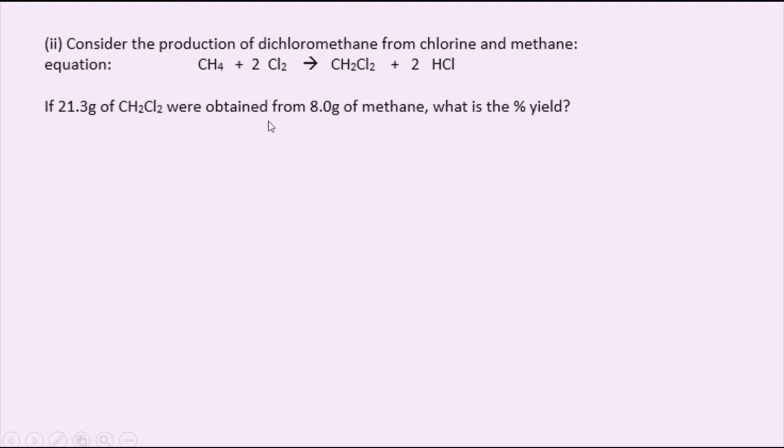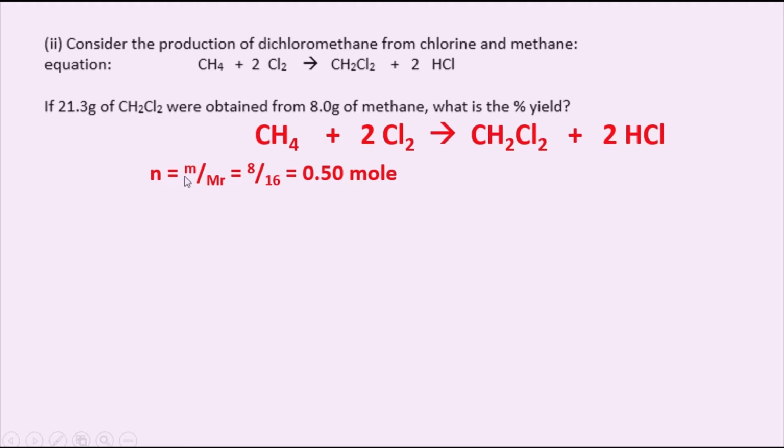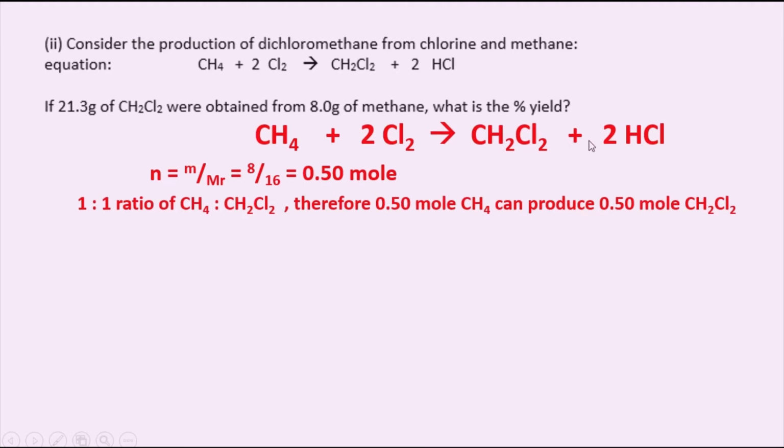So you have to use the 8 grams of methane. So let's do our normal mole calculations. So there's our balanced equation to see how they react. 8 grams of methane is going to be 8 over, and then the Mr of methane is 16, 12 plus 4, 16. So that's 0.5 mole. Now, theoretically, you should have been able to convert all of that into the product CH2Cl2, so 1-to-1 ratio. So 0.5 mole of methane should have given us 0.5 mole of the dichloromethane.